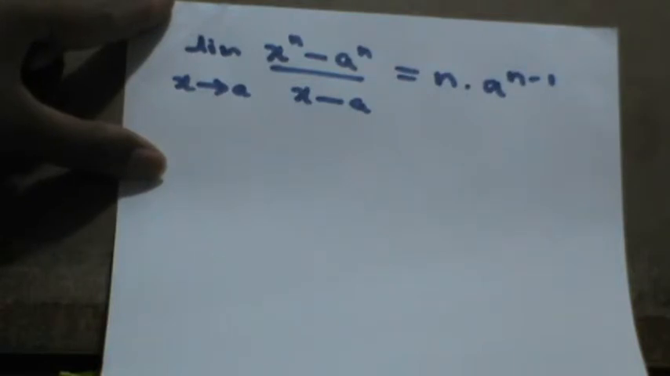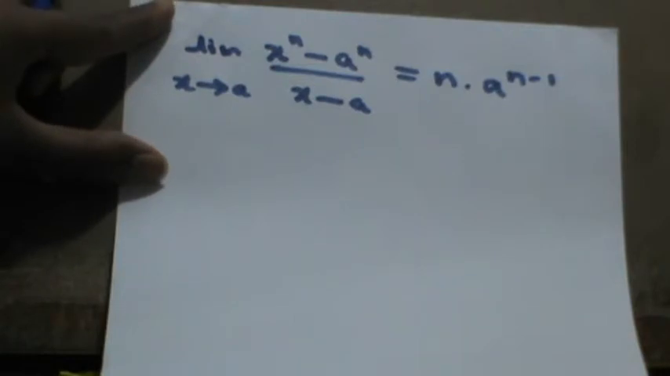In the last video, as I mentioned, I explained the basic concepts and the basic equations. In this video I'll be focusing on this theorem: the limit of this quantity is equal to n times a to the power n minus 1. This is the theorem I'll be using, and I'll be explaining two practical examples in which it comes into play.